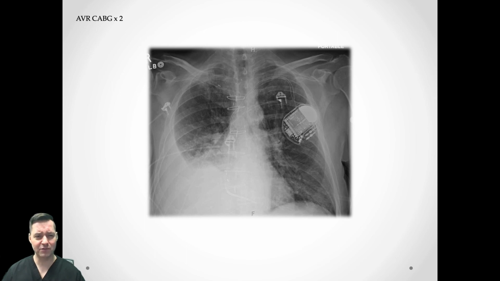So now you have this right pleural effusion. This is not normal. You've identified that. Let's just say it was definitely not present in the postoperative chest x-ray. So what's going on?